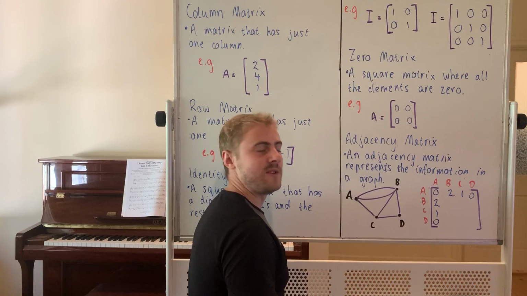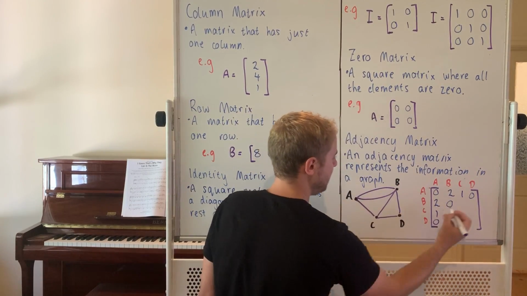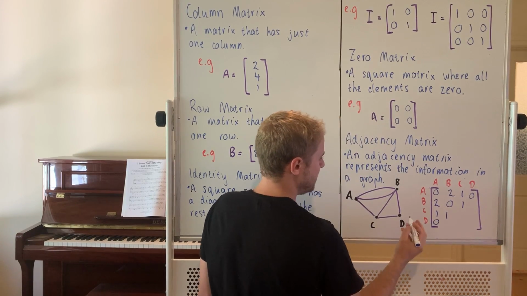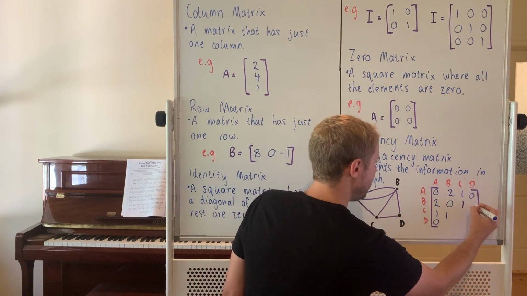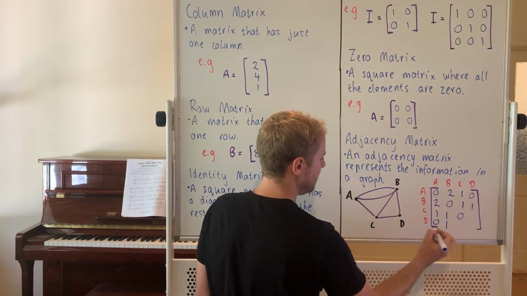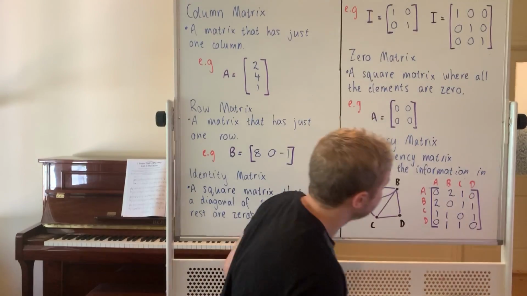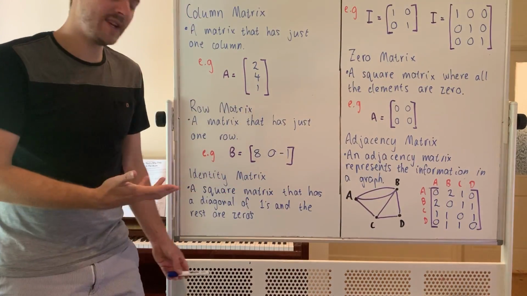All right, and then we just go through and do this until we've filled out a matrix. B to B is 0, B to C is 1, B to D is also 1, C to C is 0, C to D is 1, and D to D is also 0. And that's our adjacency matrix.